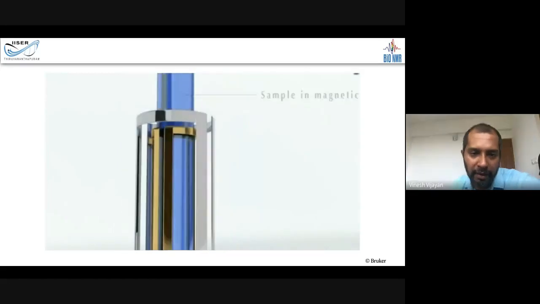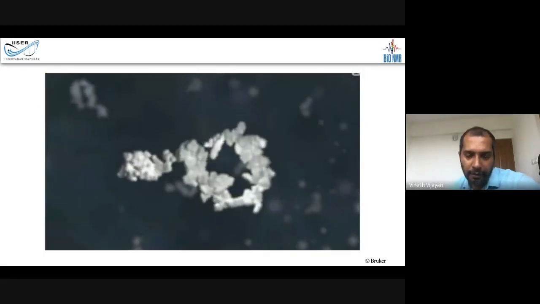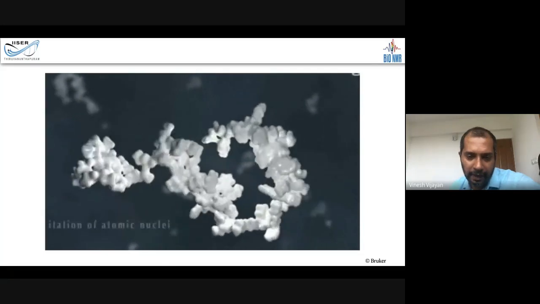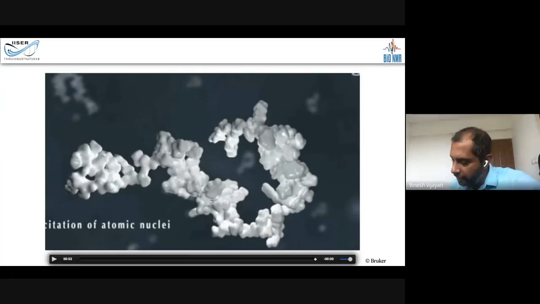The probe is a place where you apply the radio frequency. Remember, these samples are sitting at room temperature, but the magnetic coil is not sitting at room temperature. Your RF coil is also sitting at room temperature, or the temperature that you desire, but not at very low temperature.